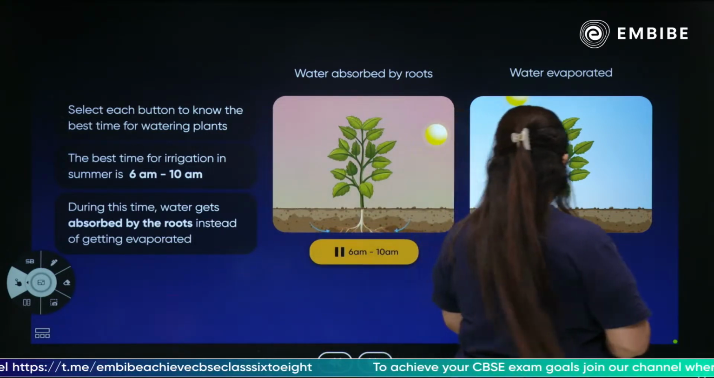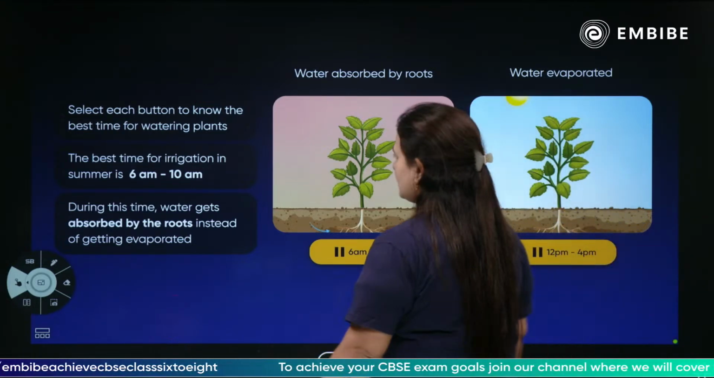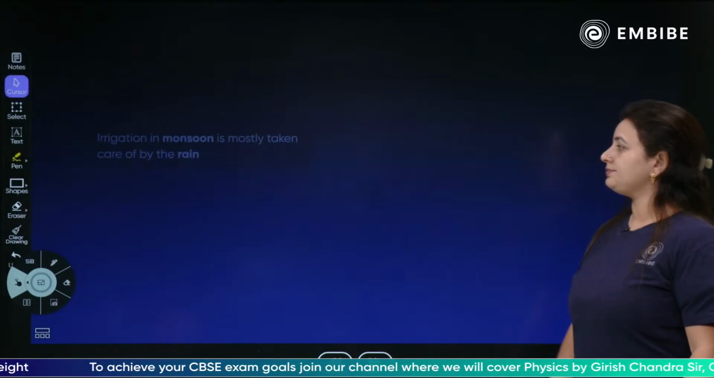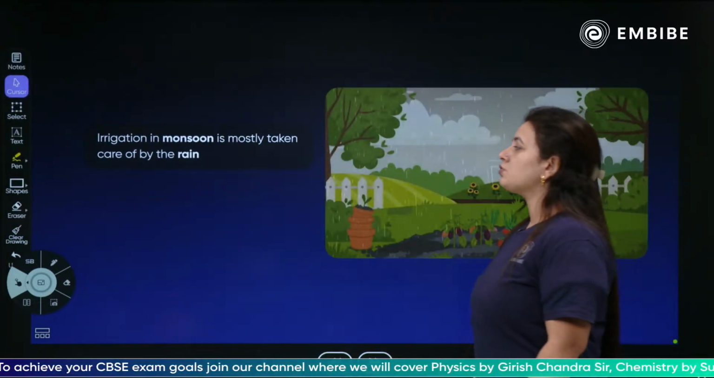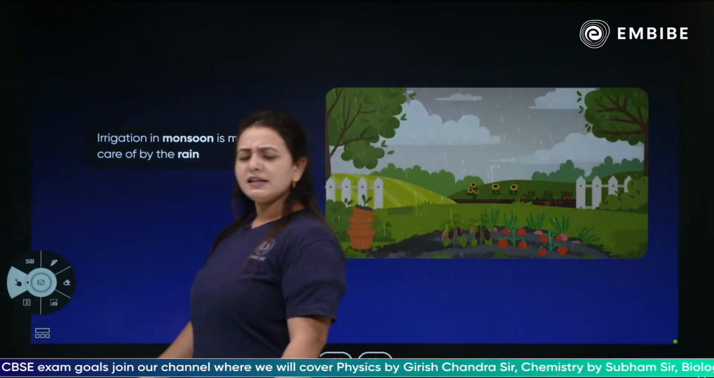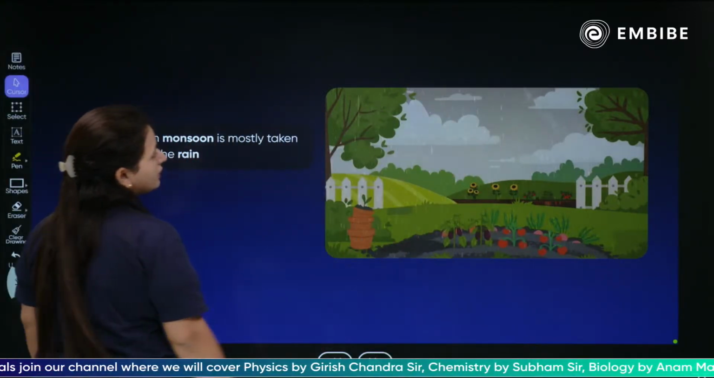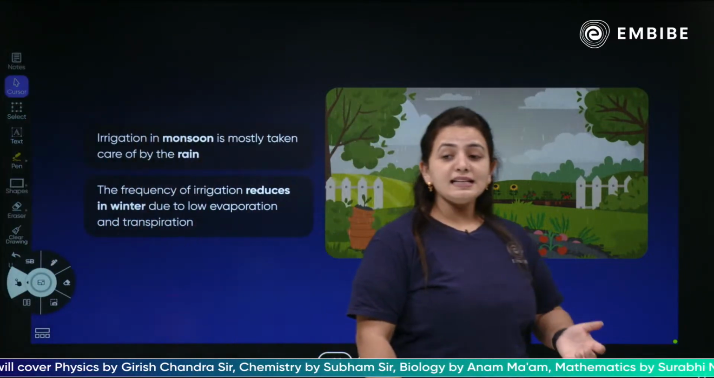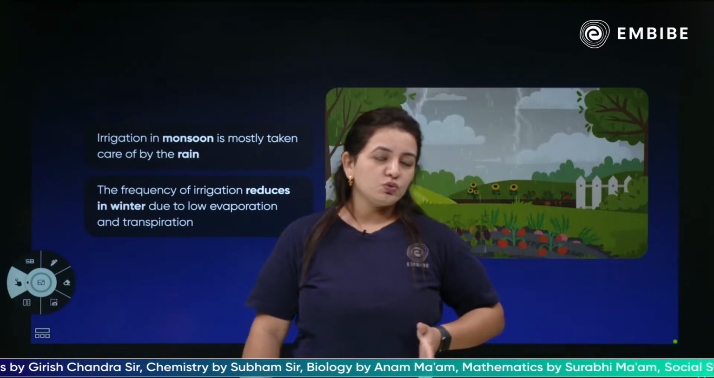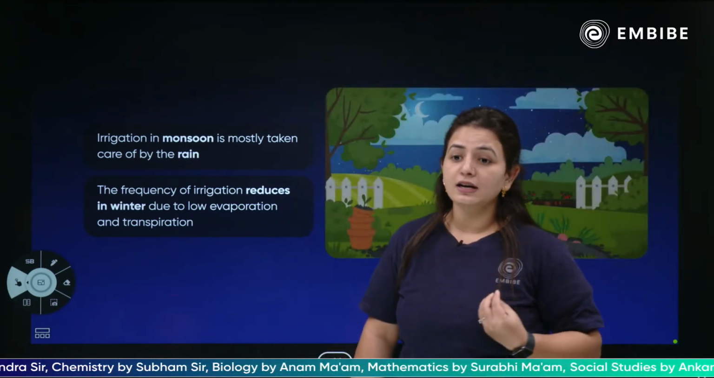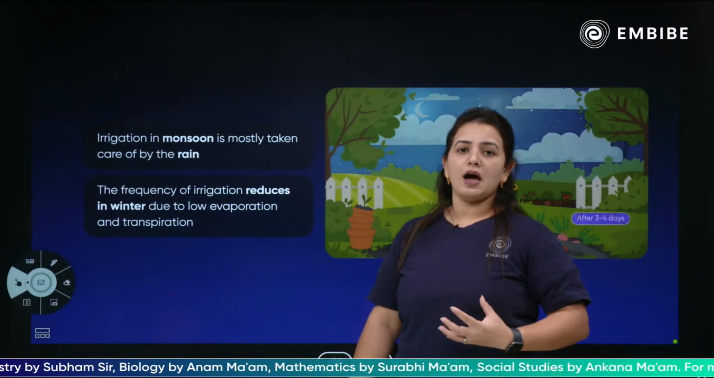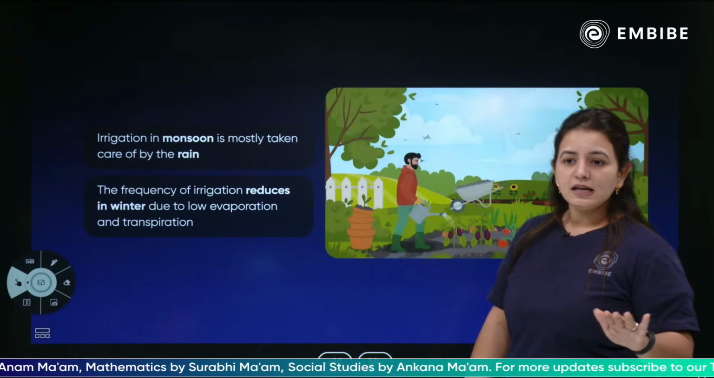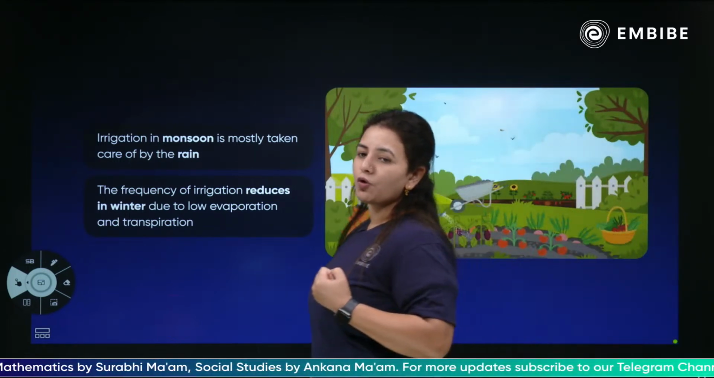Clear or not? Yes, children, is it clear? As we move forward, next we have irrigation in monsoon, which is mostly taken care of by the rain. You always know, children, the farmers are always waiting for the monsoon, because in the monsoon the water requirement of the crop reduces, and the plants are getting enough water due to the rain.